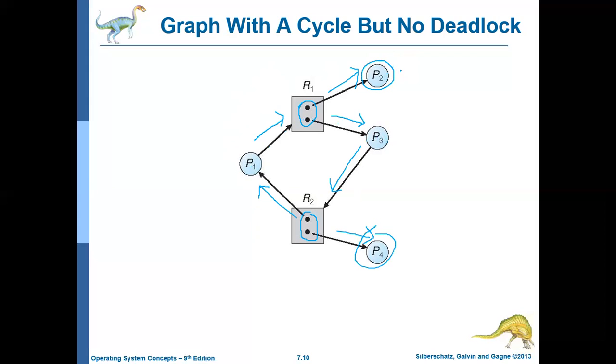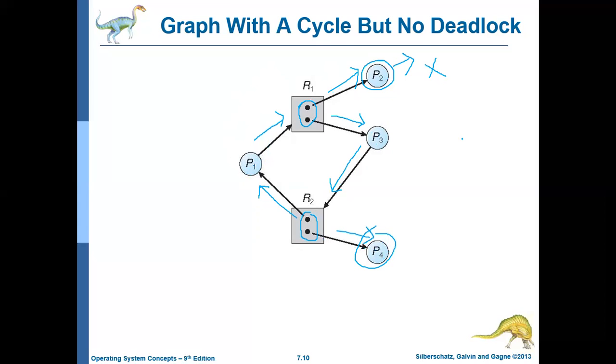So eventually after a period of time, say after time X, P2 will release R1. The moment P2 releases R1, process P1 will get R1 and P1 will complete. Similarly, after some time P4 will release R2. The moment R2 is released, P3 will get that resource. So this is a case where there is a cycle, but there is no deadlock.